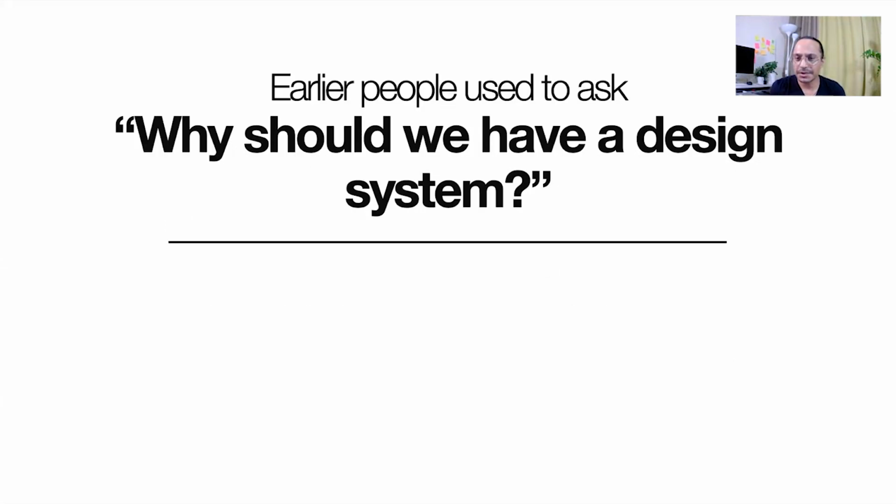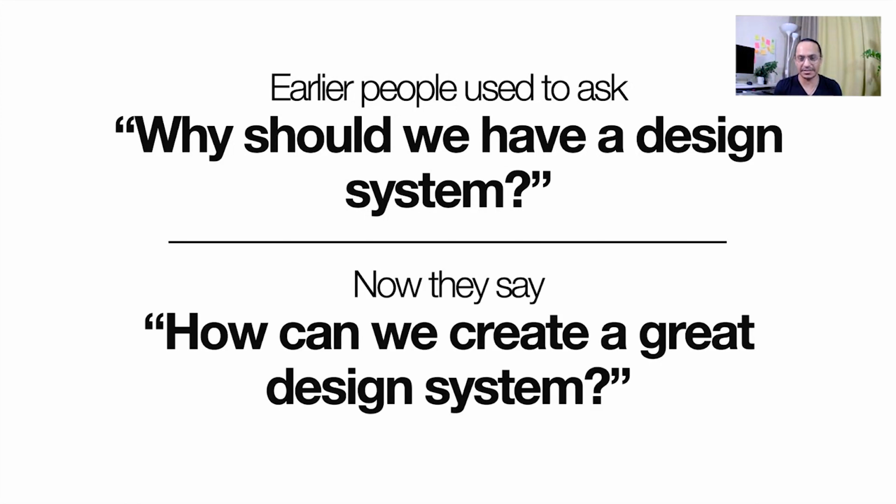Earlier people used to ask, why should we have a design system? When I was working in different companies and we told them we should have our own style guide, which is what we used to call it then, it used to be a small system, but it still covered most of these things. Whenever we told the boss or management that we should have a design system, they used to say no, we don't need it, otherwise we'll have to spend two or three weeks creating that system. We don't have time. But now they realize the importance of the design system, and that's why the question has changed. Now they ask, how can we create a great design system? So instead of why, it has become how. That's a good thing for designers.